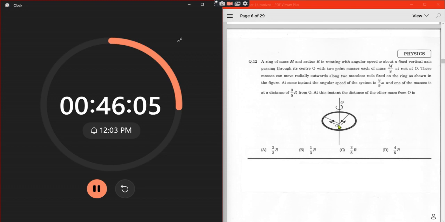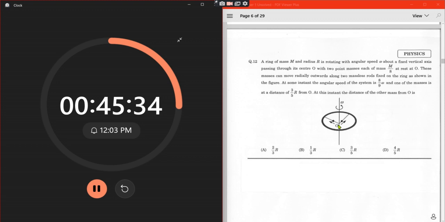Oh, we just have to use angular momentum. Initially the speed was omega, about the vertical axis through the center O. Then at some point it became 8 upon 9 omega, right? And one of the masses is at a given distance. Just figure out the inertia and stuff.